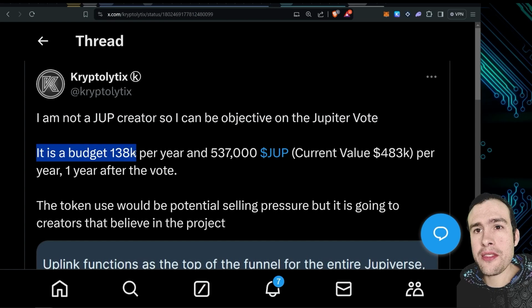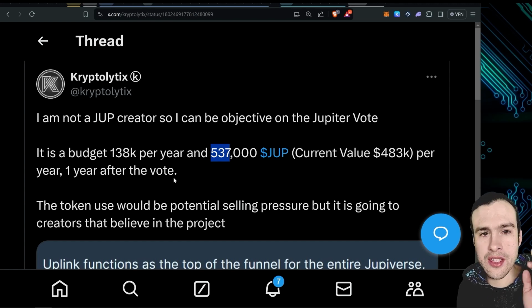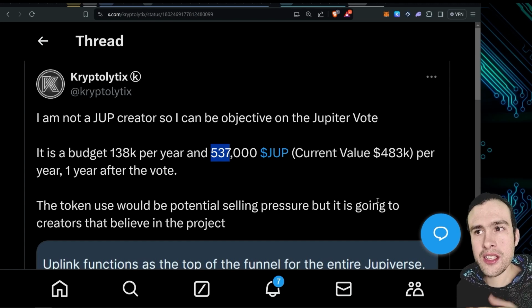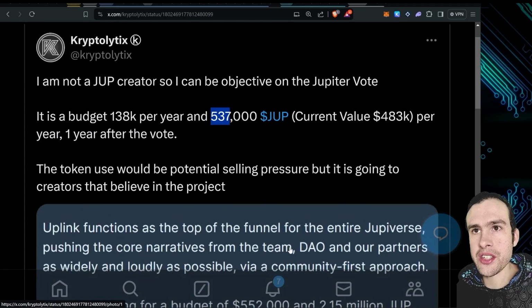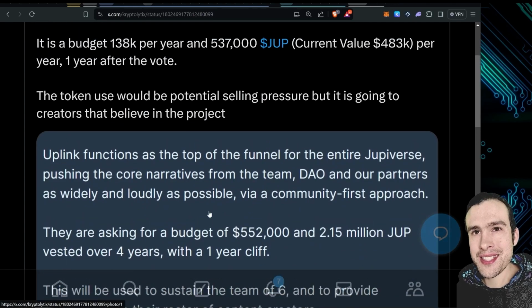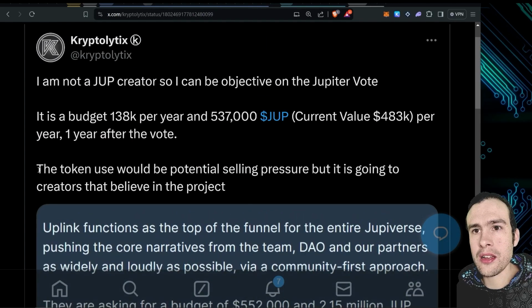It is a budget of $138,000 per year and 537,000 dupe per year, 1 year after the vote. So there's a 1 year cliff, which means that none of this can be accessed for the first year. They'll just give maybe IOUs. This will be used to sustain the team of 6 and to provide micro grants to their roster of content creators. So there's 6 of the team, and then they divvy out to all these different content creators essentially. If we just go by the 6, which is what the numbers below are, you get an idea as to what that means if the micro grants weren't given out.